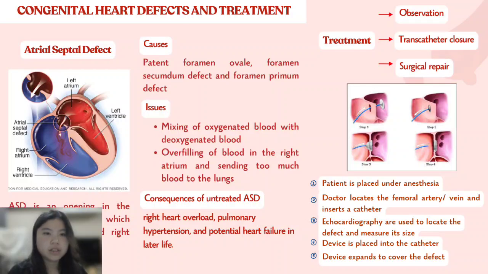Moderate to large ASDs should be closed at the ages of 2 to 6 with transcatheter closure. This procedure should consider appropriate anatomic characteristics such as adequate rims of septal tissue and distance from vital structures such as aortic root and pulmonary veins. Surgical repair is only necessary when their anatomical characteristics are unsuitable for transcatheter closure.